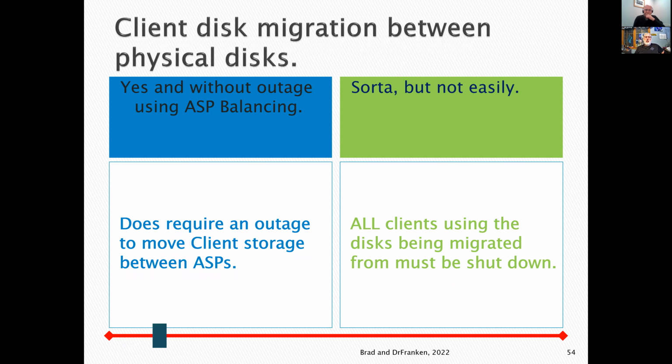Now, if you look at support, right? When we're migrating disk, this is internal disk, so if you have AIX or a VIO server running on internal disks versus SAN, or IBM i on internal disk versus SAN, moving clients between ASPs, for example, that takes an outage because you've got to shut them down to do that. But I can move disks between the ASPs. I could take disk out of the system ASP and move it into an independent ASP. I can do that on the fly, right?